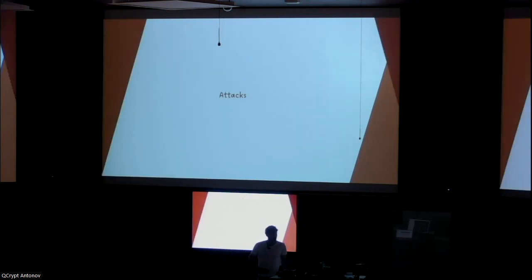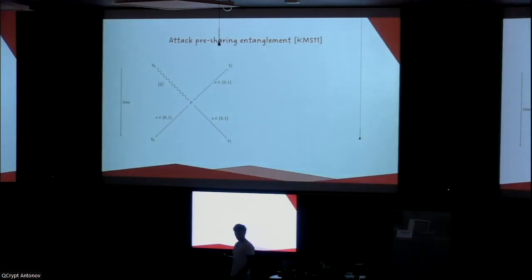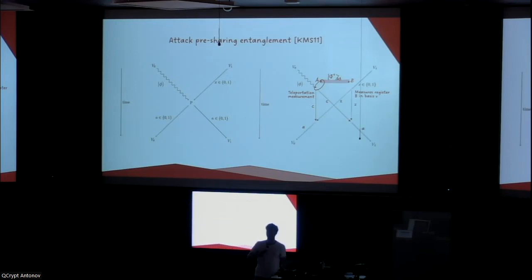So, attacks, because this can be attacked, right? I'm going to show you how. This was originally introduced by Kent, Munro, and Spiller in 2011. Assume that they pre-share an EPR pair like this. Alice intercepts the qubit and makes the teleportation measurement. She broadcasts the outcome. Bob just measures the local register in basis X that he just intercepted. Of course, 0 is as usual the computational basis, X is as usual the Hadamard basis. Here they have enough information to recover what the prover would do in the middle.